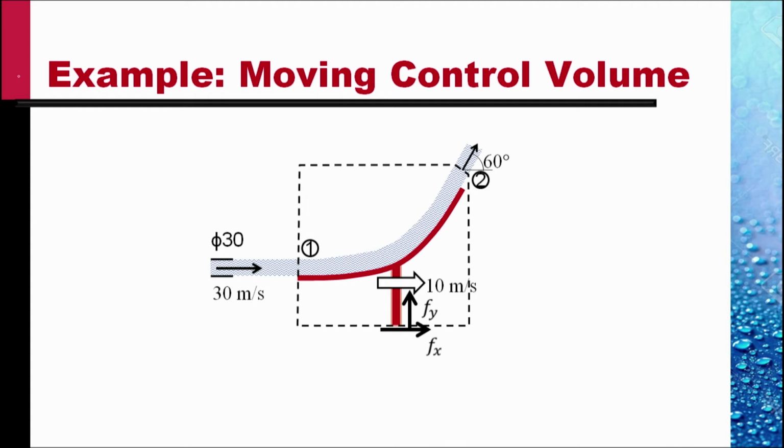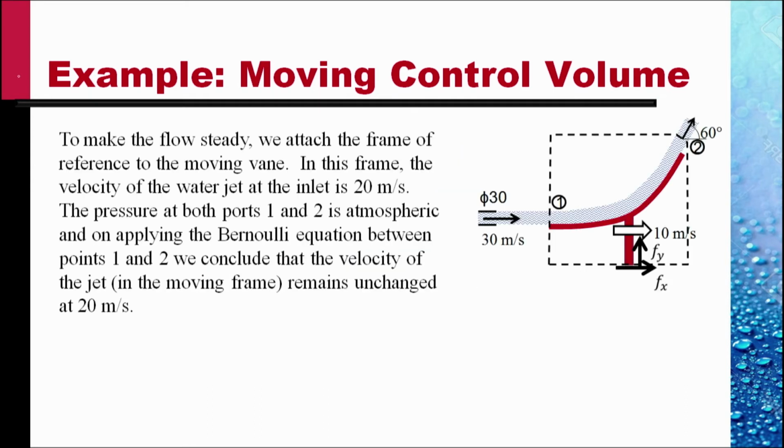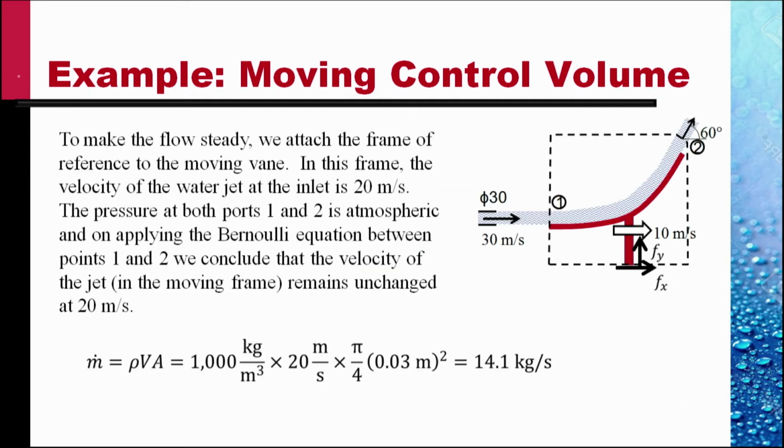Within this frame, we apply the Bernoulli equation. The pressures at point 1 and point 2 are the same, and if we can neglect the difference in elevation, the velocity at 1 and 2 in this moving frame would be the same, that is 20 meters per second. The mass flux, m dot, is equal to rho VA, which is equal to 14.1 kilogram per second. This is negative at 1 and positive at 2: influx at 1, efflux at point 2.